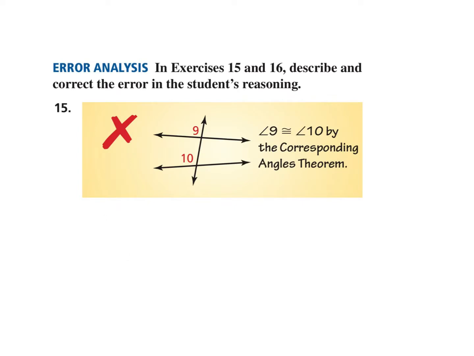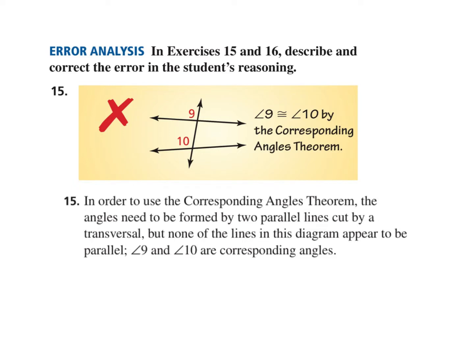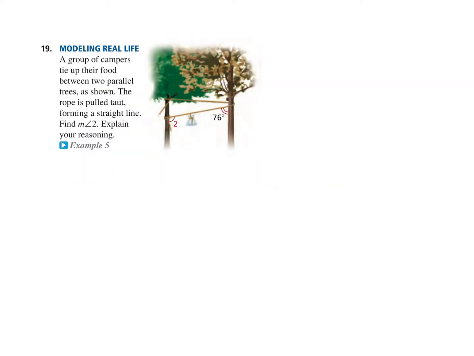All right, number 15, what did they do wrong? They said the measure of angle 9 is equal to the measure of angle 10, so they're congruent, and they say they're congruent because of the corresponding angles theorem. Well, they're only congruent if these two lines are parallel, and you'd have to have those two symbols I drew in there, but those two symbols aren't there, so the lines are not parallel. Okay, number 17. Oh, we didn't do 17.